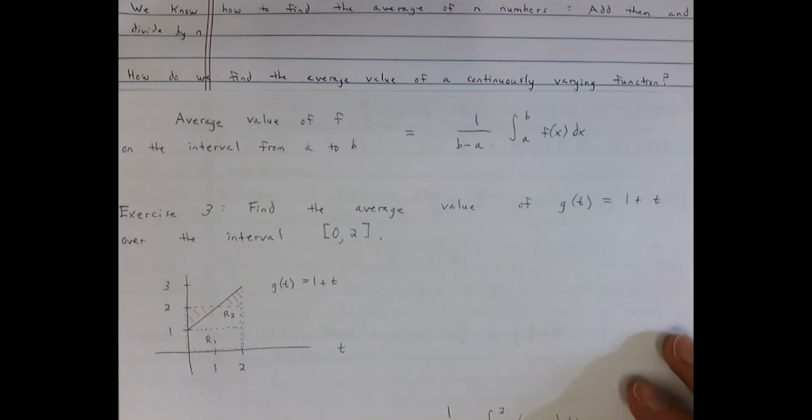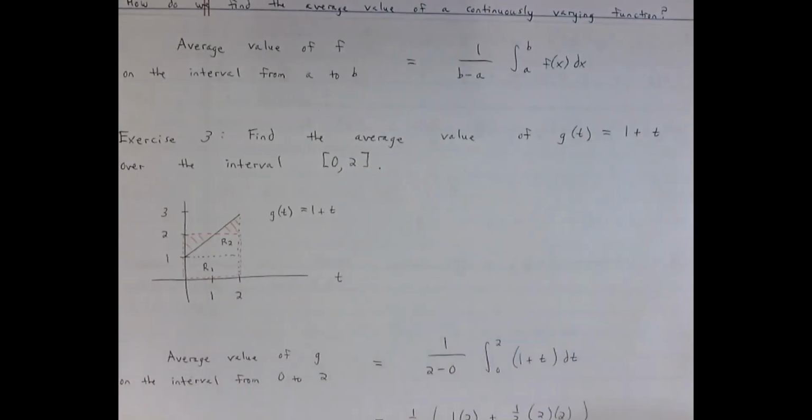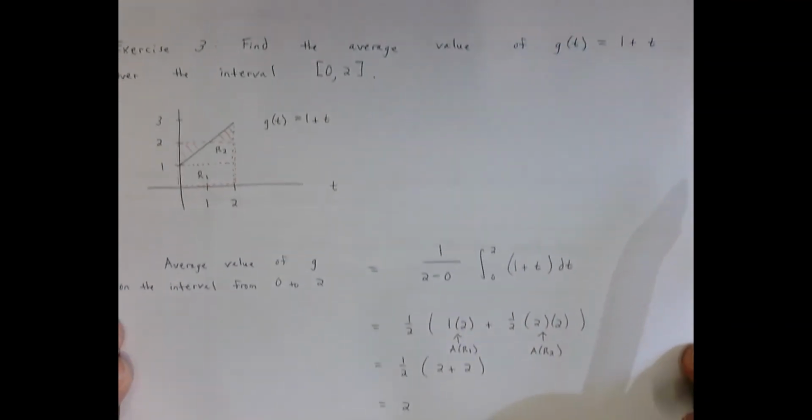We'll start by doing the calculation from above. The average value of g on the interval from 0 to 2 is equal to 1 over the length of the interval, so in this case 1 over 2, times the definite integral from 0 to 2 of the function 1 plus t. To find the value of the definite integral, we need the net or signed area. Using the graph, we can determine that.